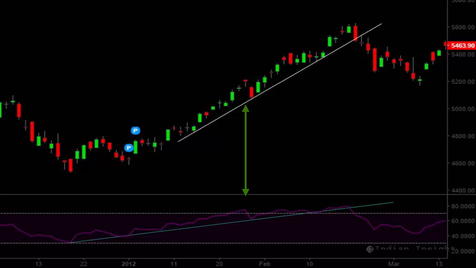Since RSI is a price-based oscillator, you can use trend lines to analyze it. As the chart here shows, both the share price and the oscillator were in an uptrend, but the RSI uptrend was broken on 22nd of February. This was a potential warning that the uptrend in price might have broken down. So subsequently, you see that the share price broke its uptrend support line as well.